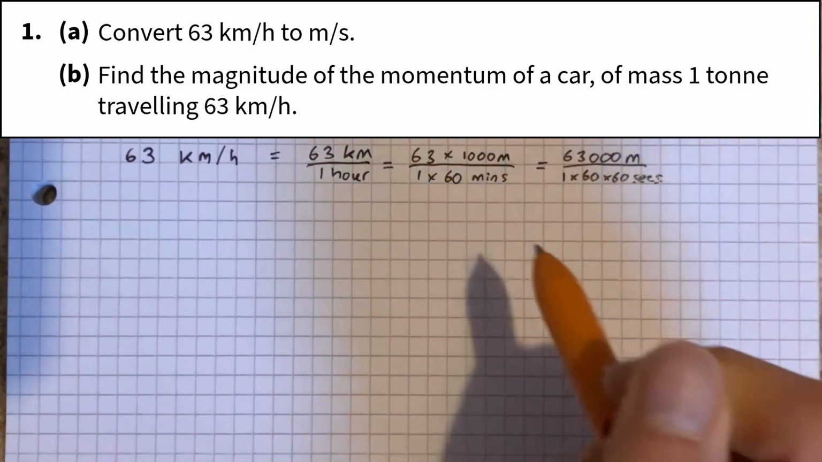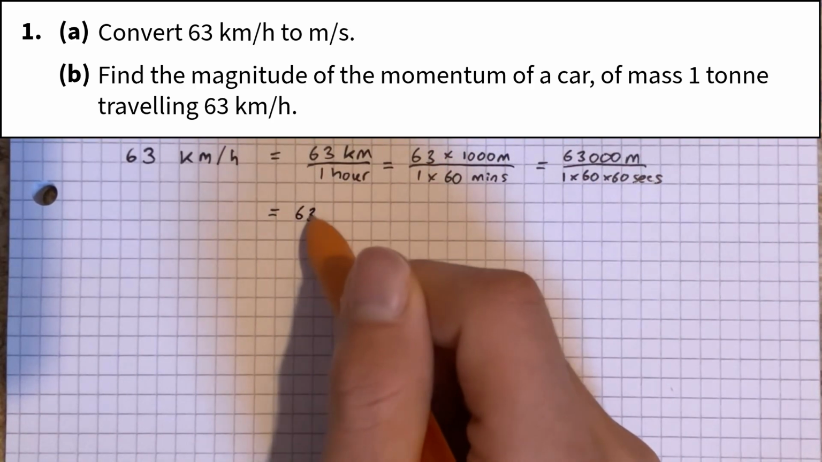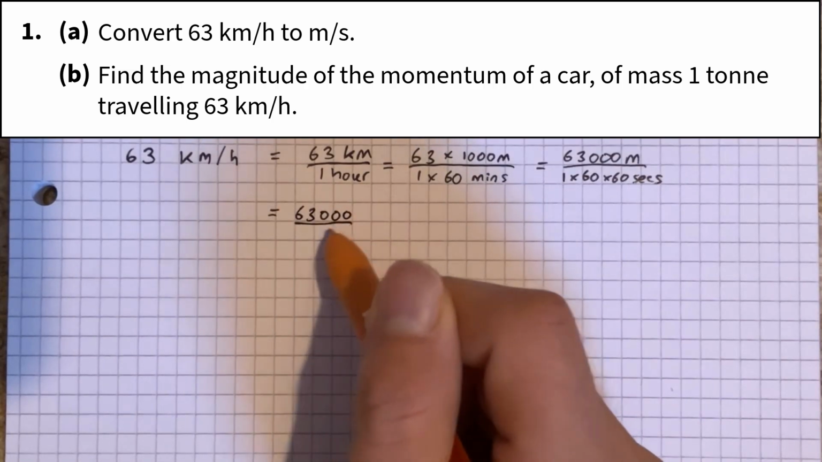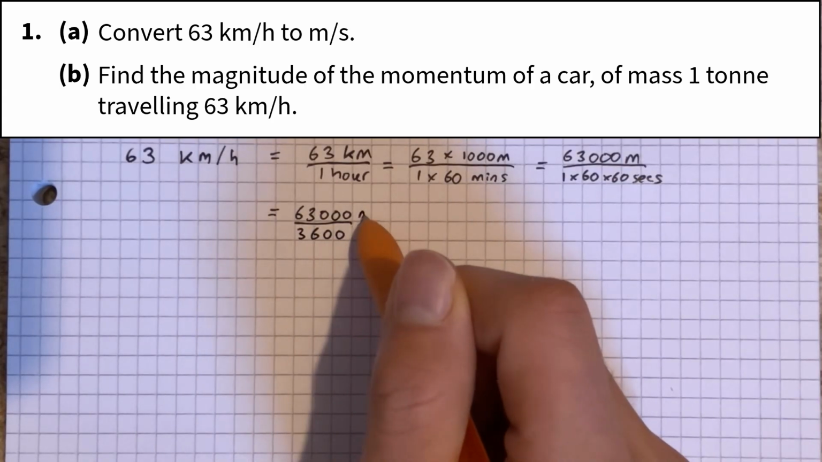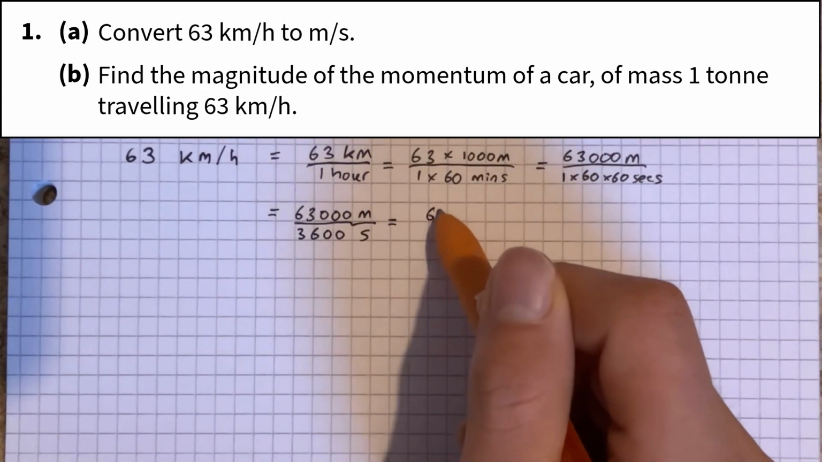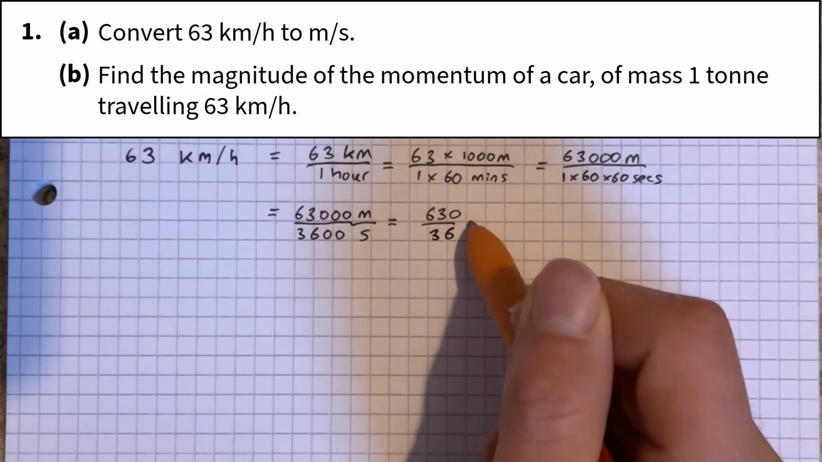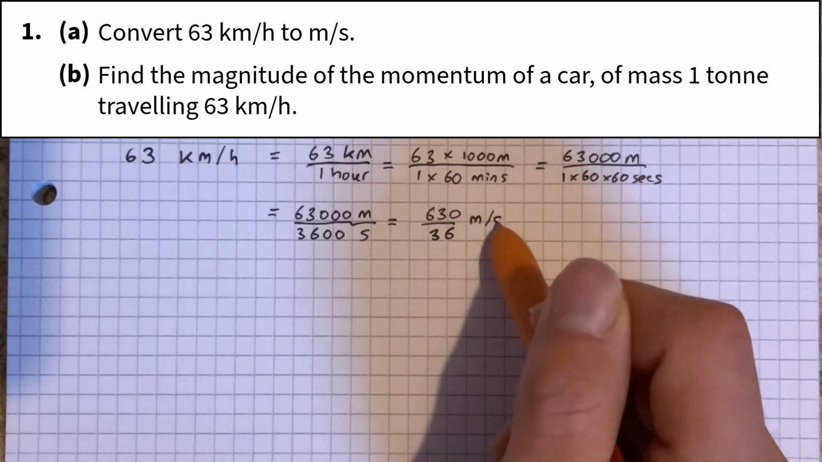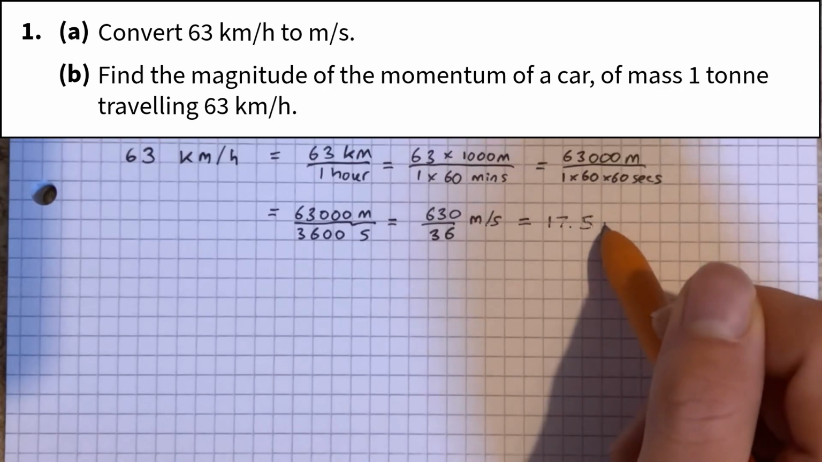Now this is looking good because we've got meters on the numerator, we've got seconds on the denominator, so it's the right units. And it's simply a case of dividing these two numbers and seeing what we get. If we divide these two, we should get the correct answer of 17.5 meters per second.